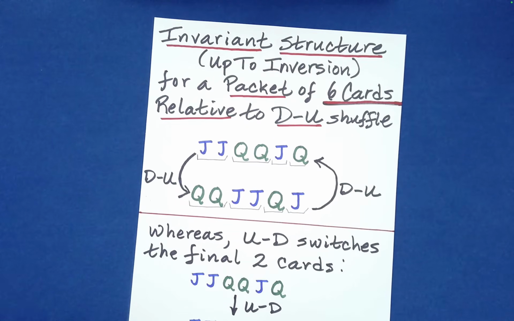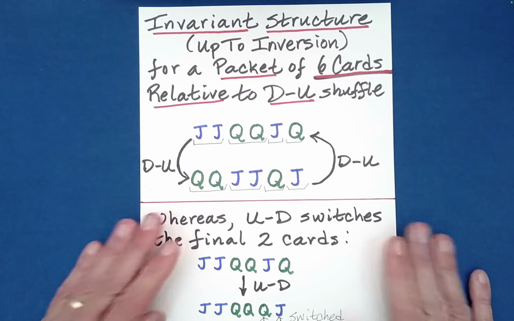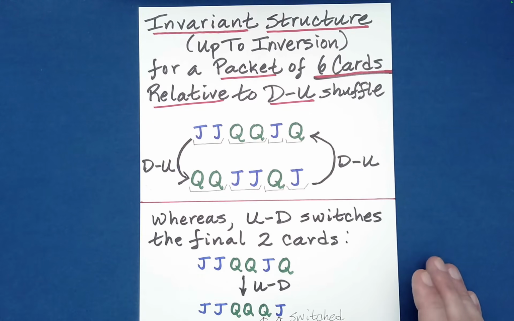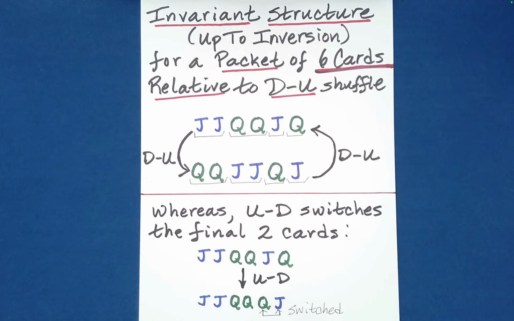Okay, so this is all based on an invariant structure for a packet of 6 cards that I recently discovered. Let me just show you. I have Jacks and Queens here, but those could be zeros and ones or something like that, or reds and blacks if you'd like.